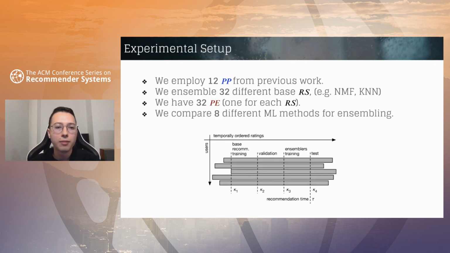So the setup: we have implemented 12 different performance predictors from previous work. It's sort of a baseline for us. We combined 32 different base recommender systems. We use some variations of the same as well, changing some hyperparameters. And as I explained, we have one performance estimate for each of those base recommenders. In our experiments, we compare 8 different machine learning methods for the ensemble.